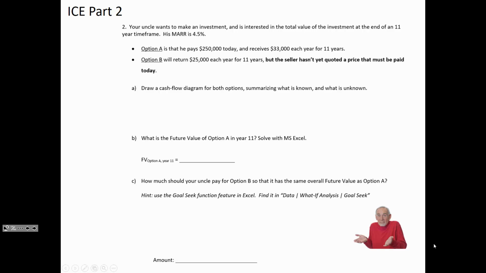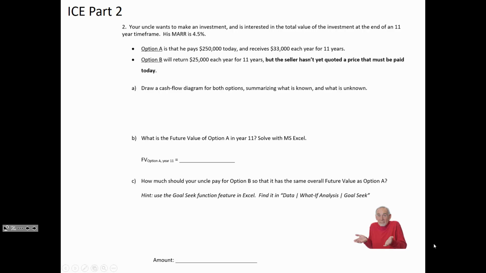So since you have all the information you need, you can find the future value of option A because you've got the interest rate, you've got the present payment that's going to be taken, and then the annual revenue for each of the 11 years. So you can easily find Part B here where it says to find the future worth in year 11. But then Part C is going to be a little bit more tricky. The idea behind Part C is trying to figure out what's a fair price for option B. Because remember, the seller hasn't told you how much it's going to cost yet.